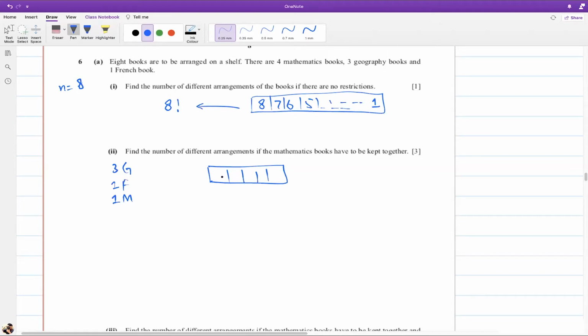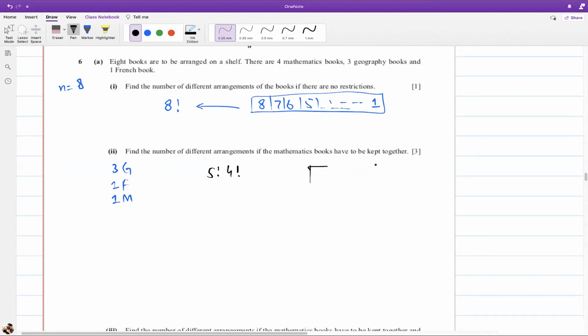So what's going to happen is that you can put any of the geography books, and you can put maybe French here, and then you'll put the math section. Within the math section, you will have 4 slots, basically 4 different math books, and that's how they're going to be arranged. So wherever I put the math section doesn't matter, because I will always have 4 books inside that. So for the total books, I have 5 factorial ways of arranging them, times the section of math has 4 factorial ways of arranging books. So I'm basically multiplying them.